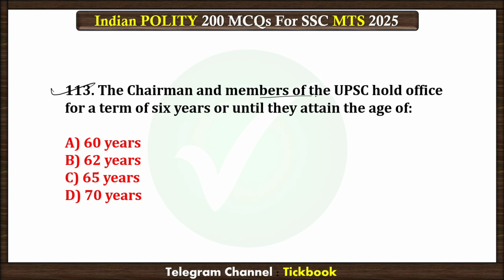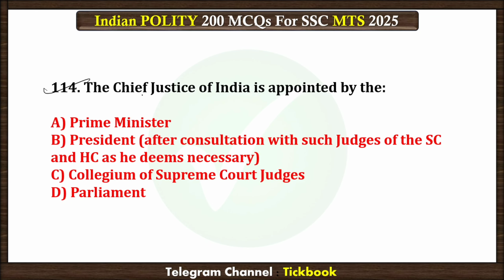113. The chairman and the members of the UPSC hold office for a term of 6 years or until they attain the age of. Option number C, 65 years. 114. The Chief Justice of India is appointed by the. Option number B, President, after consulting with such judges of the Supreme Court and High Court as he deems necessary.